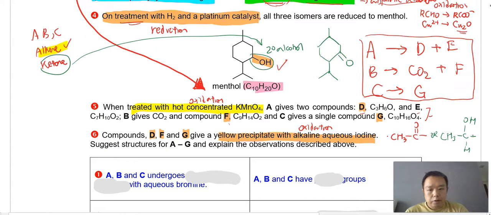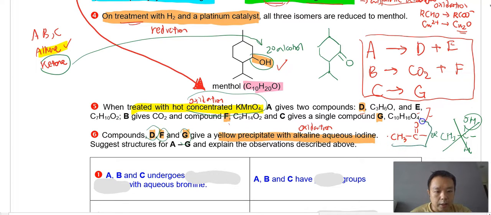But in this case, because compounds D, F, and G are formed after oxidation with KMnO4, it is unlikely that you have a methyl alcohol, because an alcohol will be oxidized to a ketone. So likely D, F, and G have what we call the methyl ketone structural group.